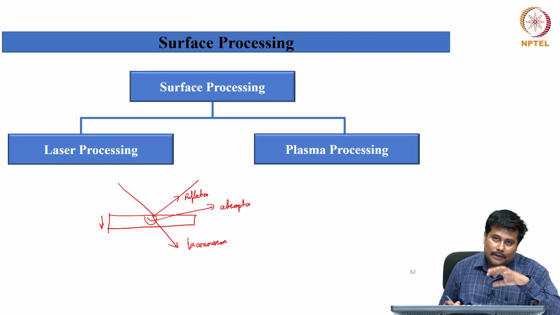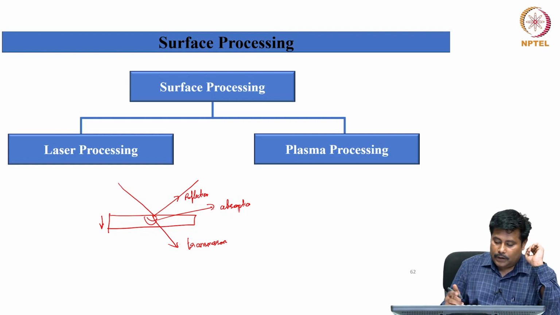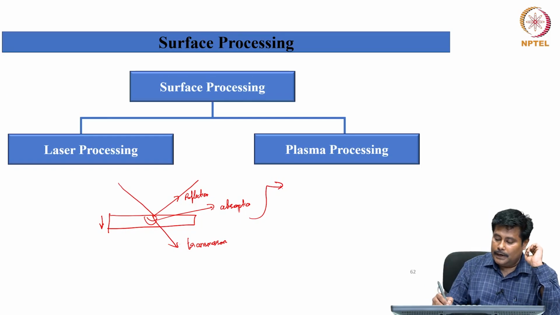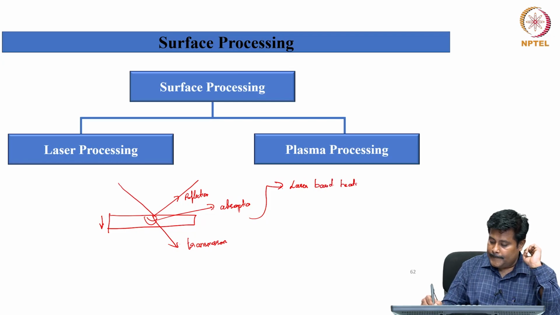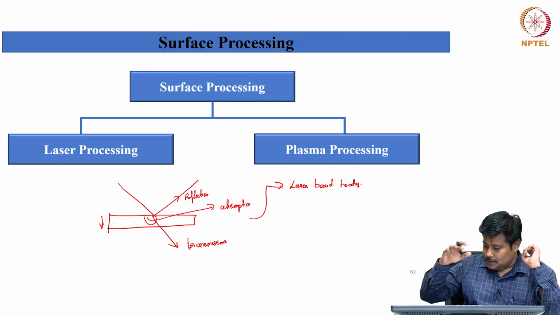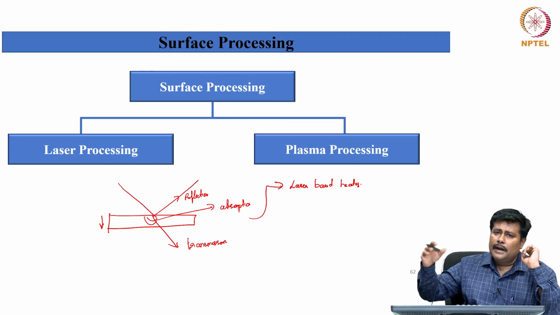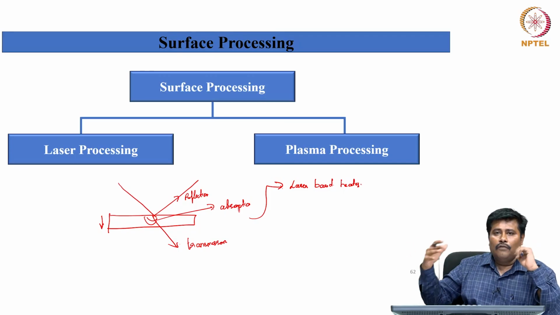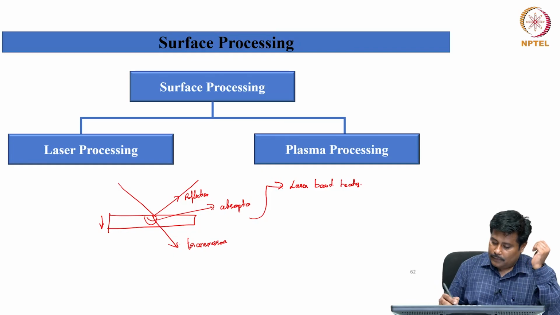Now, as far as the surface point of view is concerned, when we talk about laser processing, the fundamentals of laser processing can be classified as laser based heating, where a certain amount of heat is generated on the surface to realize some kind of microstructures or to functionalize the structures based on the requirement.